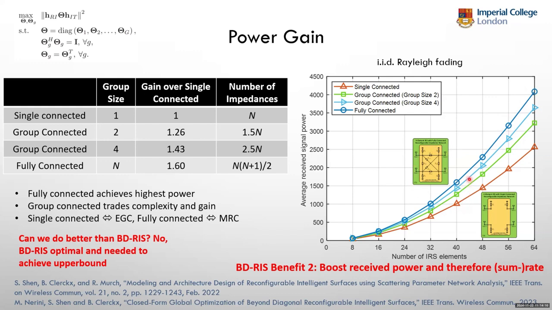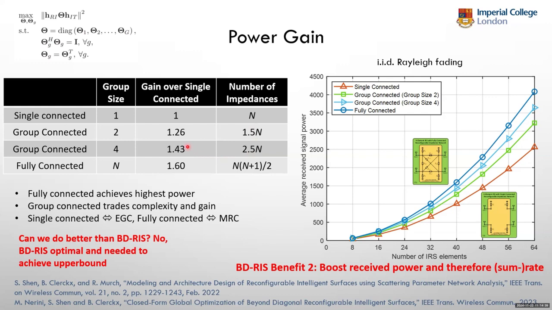You see that the received power is increasing as you increase the number of interconnections within your RIS. And you can show this mathematically, that if you have a SISO system, a fully connected architecture will give you 60% higher received power than a conventional diagonal RIS, but that comes at the cost of having a larger number of impedances to control. So with group connected, you decrease your received power gain, but you also decrease the number of impedances to control.